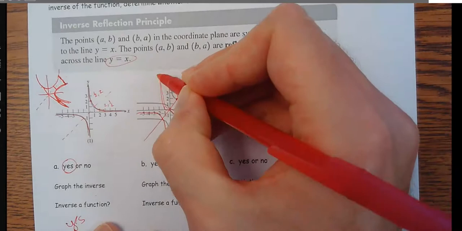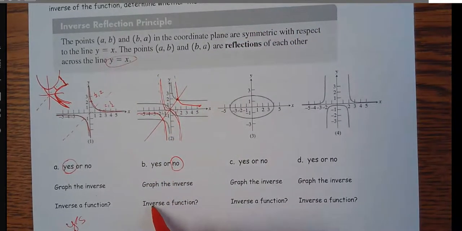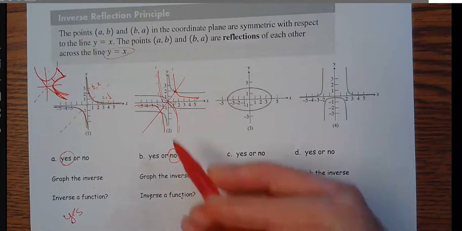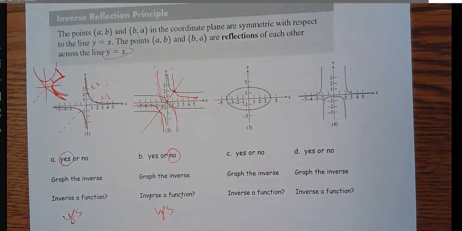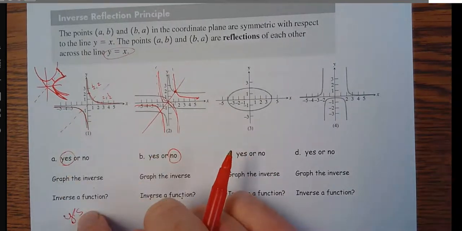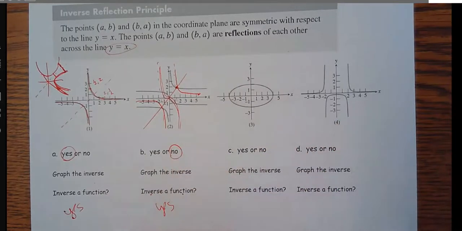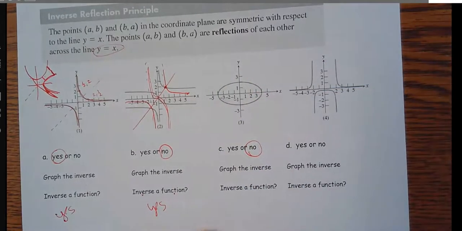And, you know, there are some asymptotes going through here. So is the inverse a function? That inverse, I can't hit it twice anywhere, so yes, that inverse is a function. The original was no. So it's possible for the original and the inverse to be functions, and it's possible for one to be a function and one not a function. This original guy I can hit twice in several places, so it is not a function.